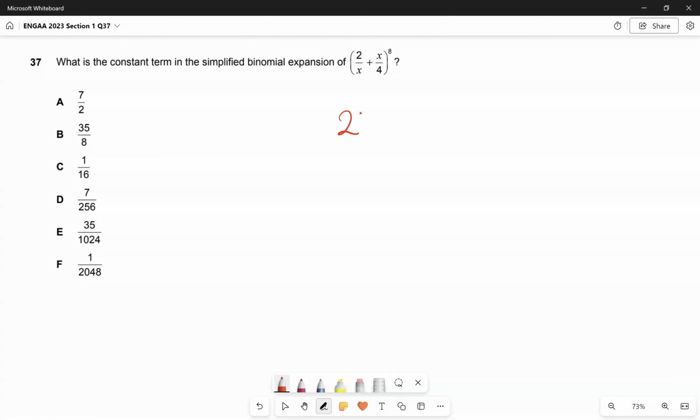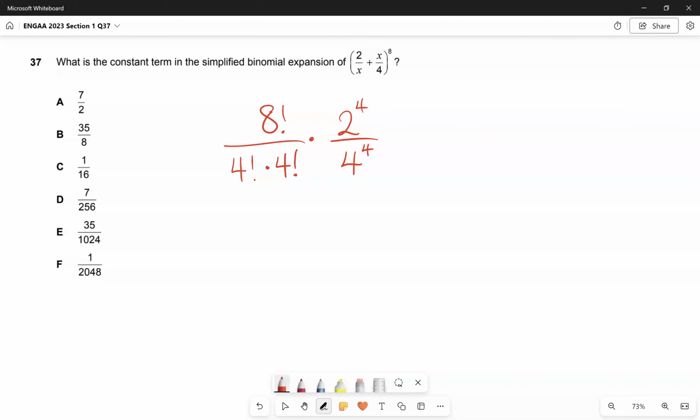So we'll get a 2 to the 4. And then from the 4 on the denominator, we'll have 4 to the 4. We also need to account for the combinatorial factor. So this will be 8 choose 4, which will be 8 factorial over 4 factorial times 4 factorial.